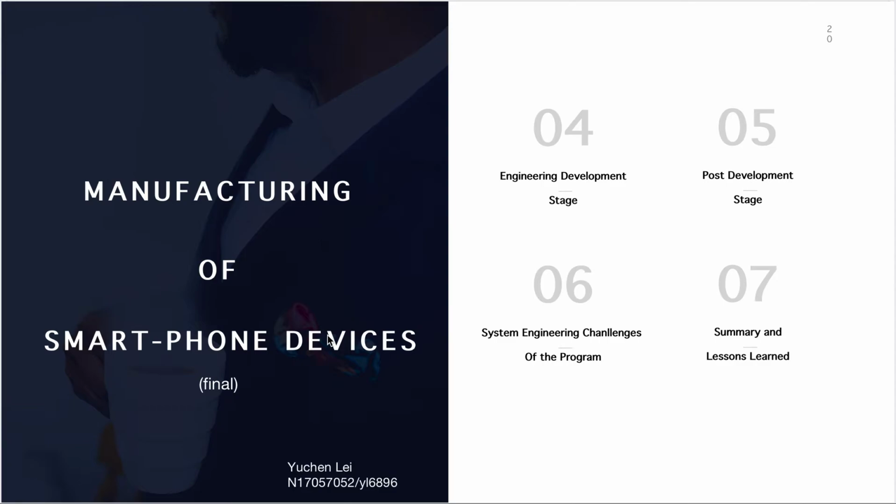Today we are going to talk about four stages. They are the engineering development stage, the post-development stage, system engineering challenges of the program, and the summary and lessons learned from the whole process.